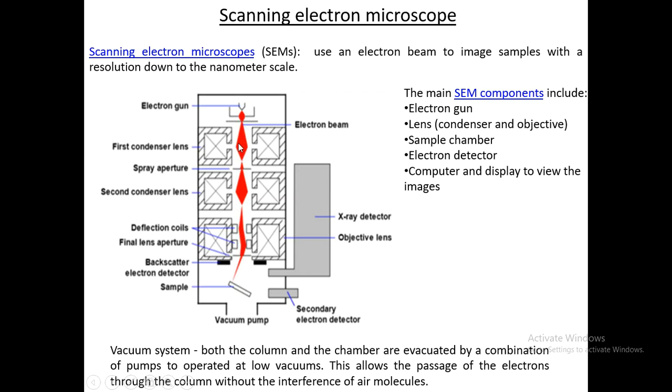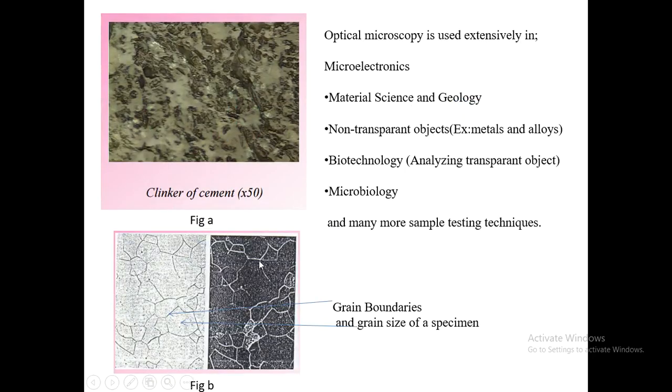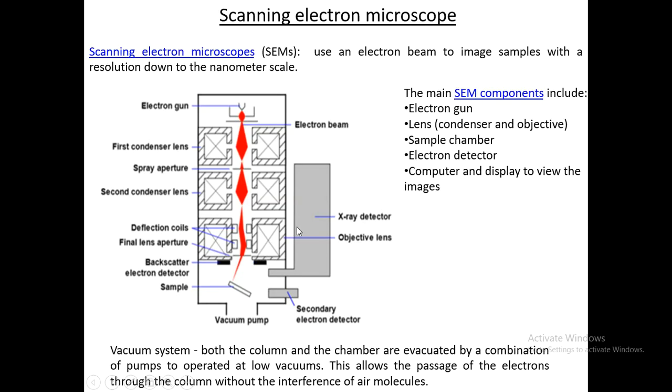The beam that passes from the electron gun to the sample will be kept free of air molecules. So there will be no interaction with air molecules, because the whole system is maintained under vacuum. So the working principle behind the SEM is explained like this.